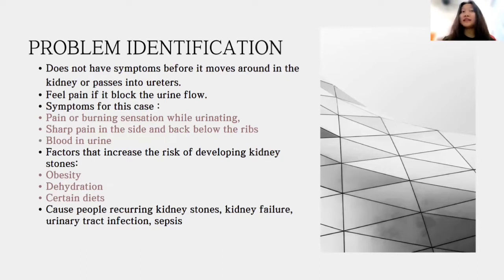The symptoms for this case are pain or a burning sensation while urinating, sharp pain in the side and back below the ribs, and blood in the urine. The factors that increase the risk of developing kidney stones are obesity, dehydration, and also certain diets. And kidney stones can cause recurring kidney stones, kidney failure, and also urinary tract infection, sepsis, and so on.